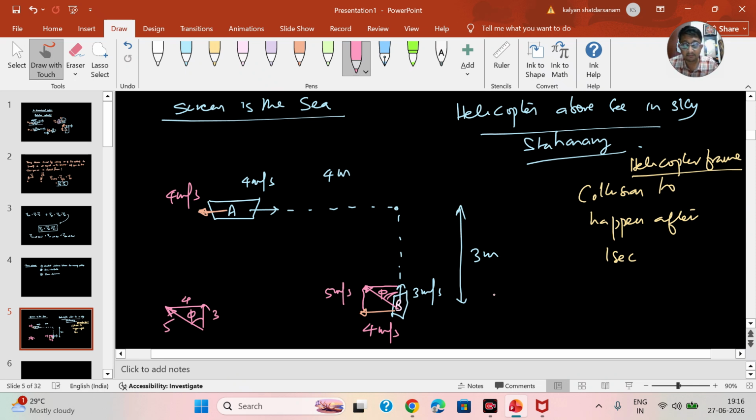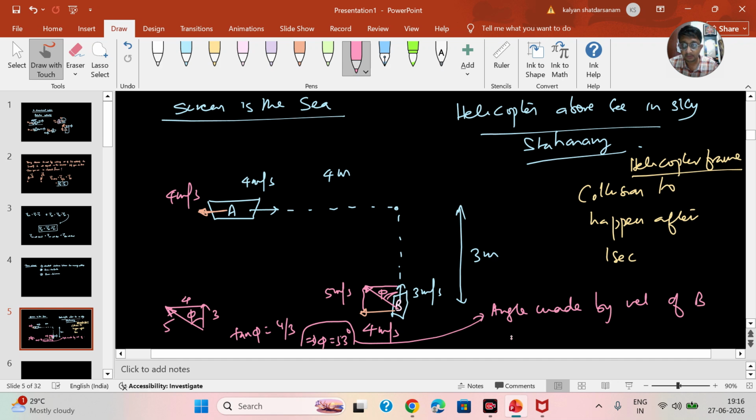So the angle made by velocity with vertical is tan phi equals 4 by 3. That implies phi is 53 degrees. So the angle made by the velocity of B in A's frame with vertical is coming out to be 53 degrees.